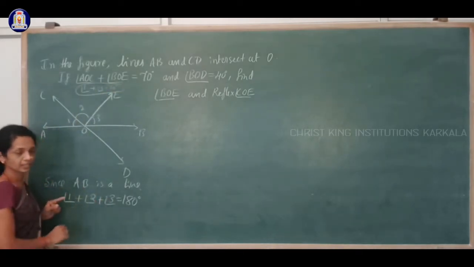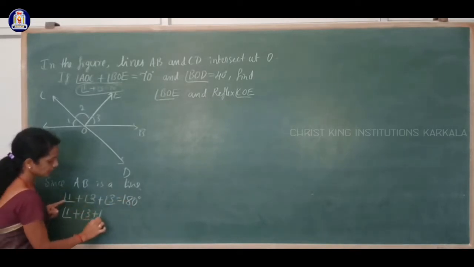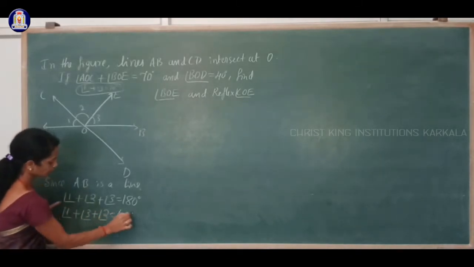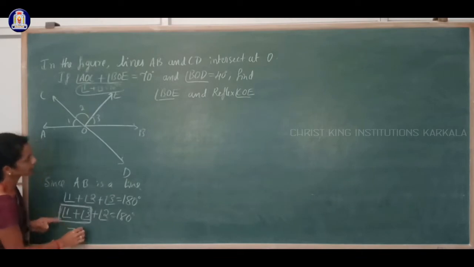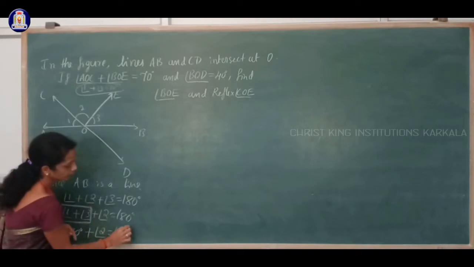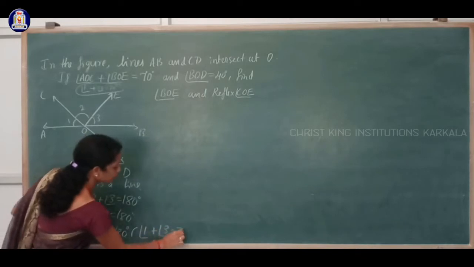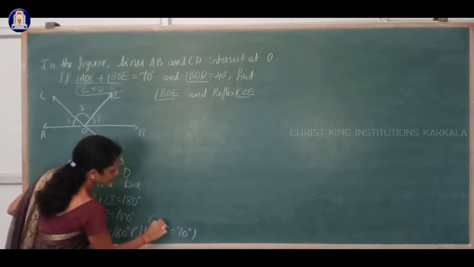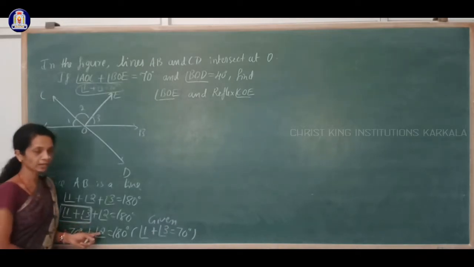Angle 1 plus angle 3 plus angle 2 is equal to 180 degrees. But angle 1 plus angle 3 is how much? That is 70 degrees, given in the question. Plus angle 2 is equal to 180 degrees. Here you write the reason that angle 1 plus angle 3 is equal to 70 degrees, that is given. In place of angle 1 plus angle 3, we used 70 degrees. Now you keep only angle 2 on the left.